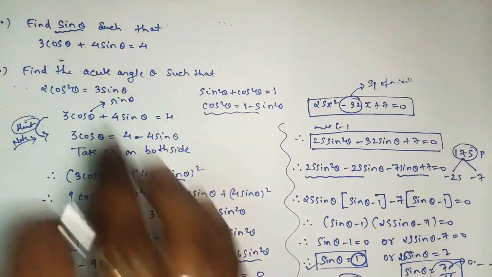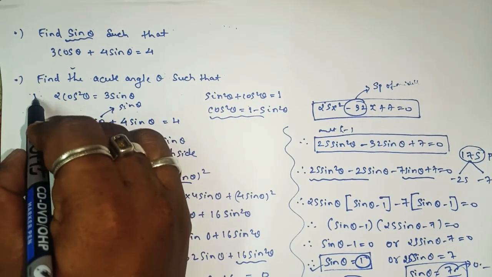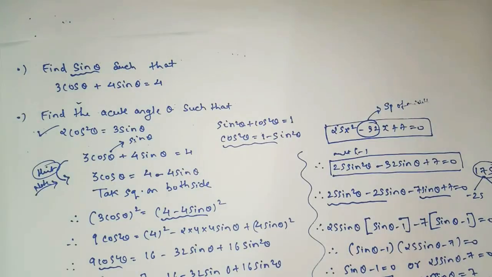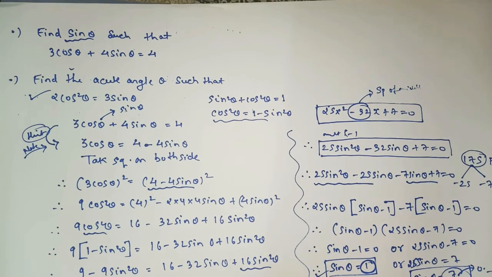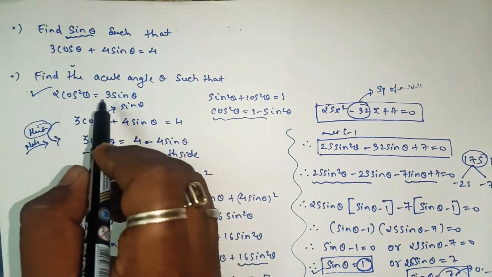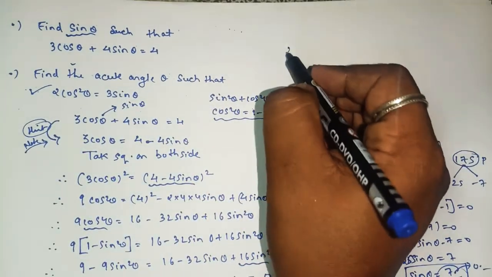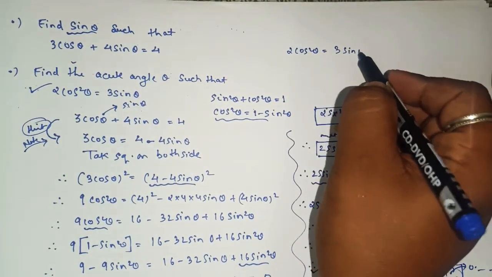Okay, so here we have one more sum, but this sum you all will try by yourself. So simply I will explain what exactly we have to do here. Here we have to find the acute angle theta such that 2 cos square theta equals 3 sine theta.